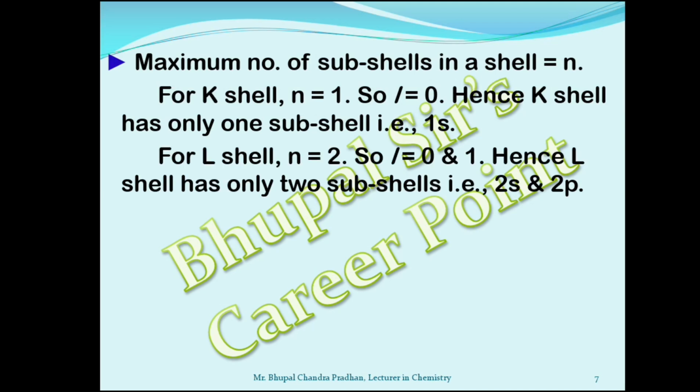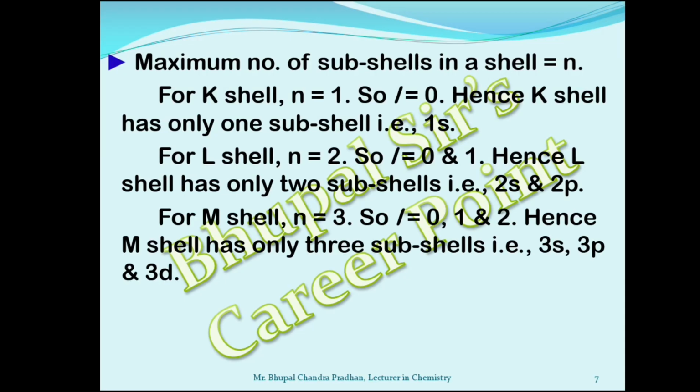For L cell, n is equal to 2, so l is equal to 0 and 1, hence there are only two subcells, that is 2s and 2p. For M cell, n is equal to 3, so l is equal to 0, 1 and 2. For three values of l, there are three subcells of M cell. Hence, M cell has three subcells, namely 3s, 3p, and 3d.